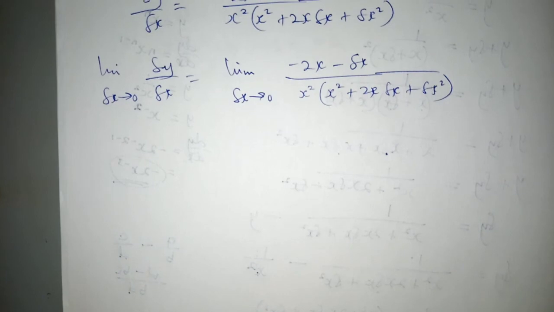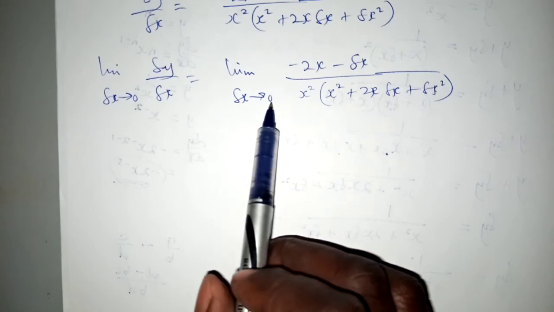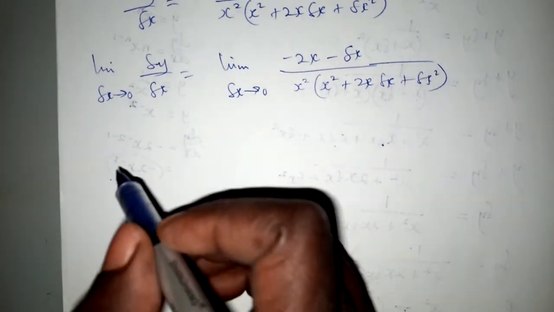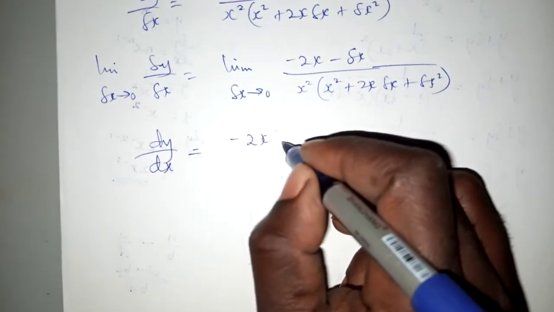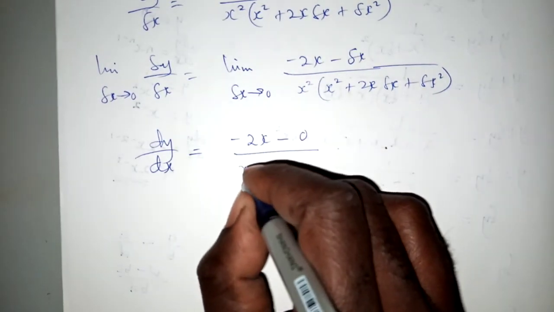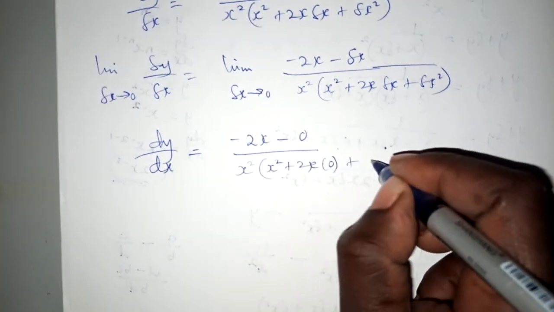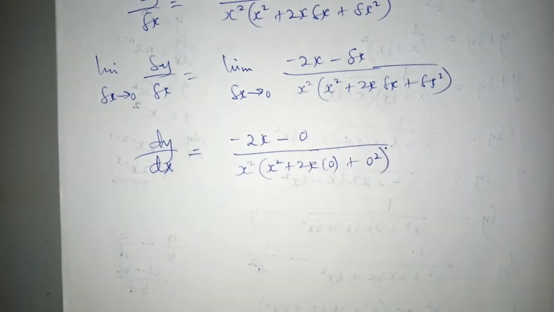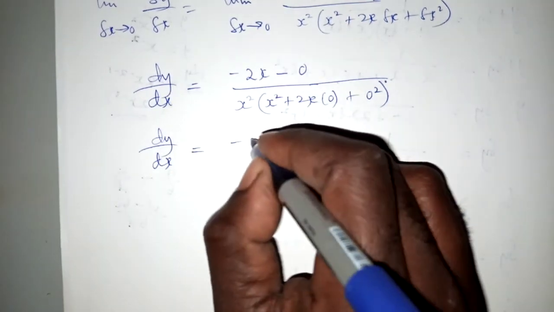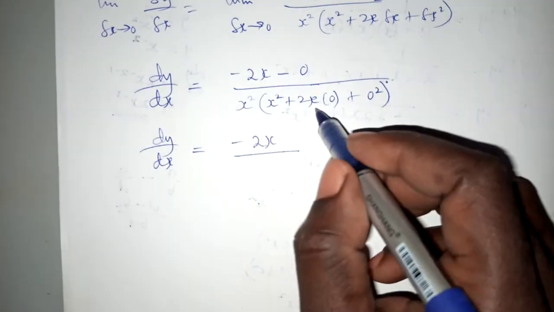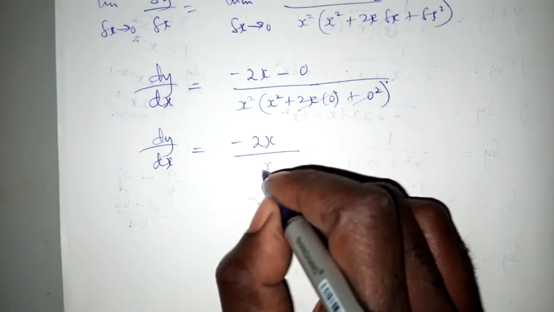So from here, this limit means wherever you see this delta x, you substitute it by 0. So finally you have dy by dx is equal to minus 2x minus 0 all over x square into x square plus 2x into 0, then plus 0 square. You have something like this. So we have dy by dx is equal to minus 2x all over, we have 0 here, here too is 0. So if we multiply this by this, we get x to the power of 4.